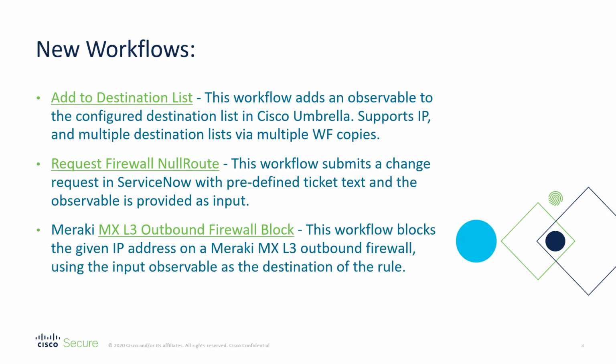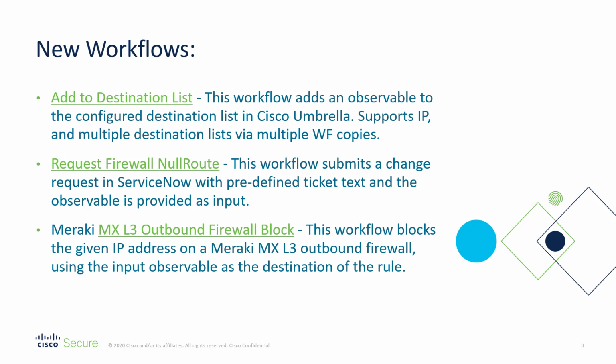One of them adds an IP address into your Umbrella destination lists. You can support multiple destination lists by simply making copies of this workflow and configuring them for the different lists that you want to support. We've got a workflow for requesting firewall null routes in ServiceNow change request tickets. And then we've got another one for enabling blocks on Meraki MX L3 firewalls.